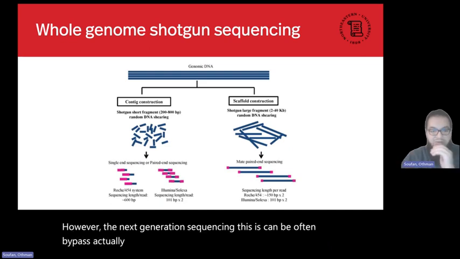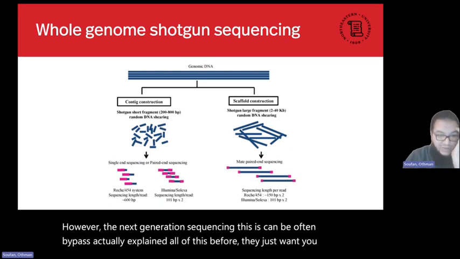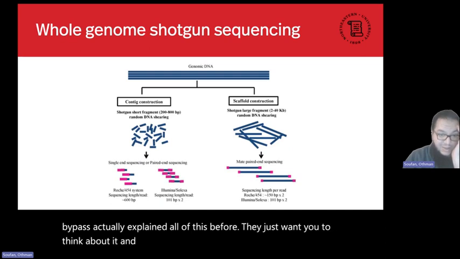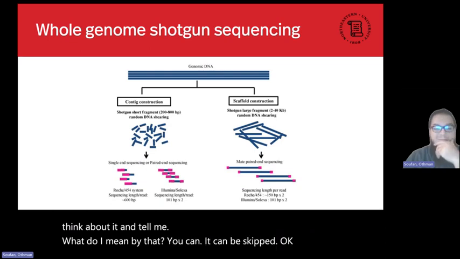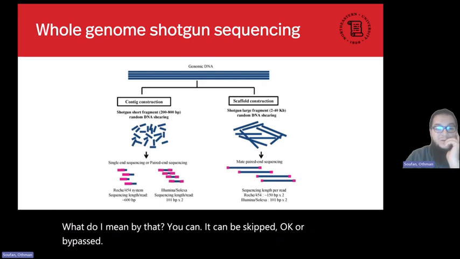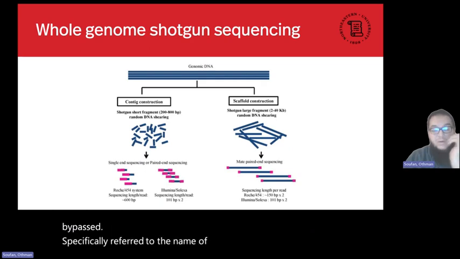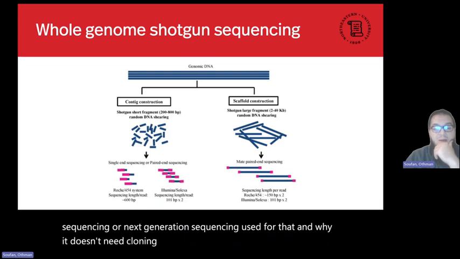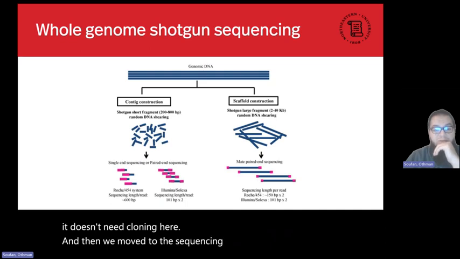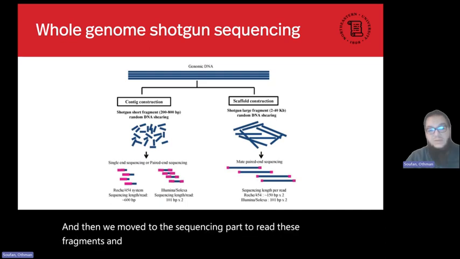We explained all of this before, so I just want you to think about it and tell me what I mean by saying it can be skipped or bypassed. Specifically refer to the name of one of the genome sequencing or next generation sequencing technologies used for that, and why it doesn't need cloning here. And then we move to the sequencing part to read these fragments, and finally assembly.